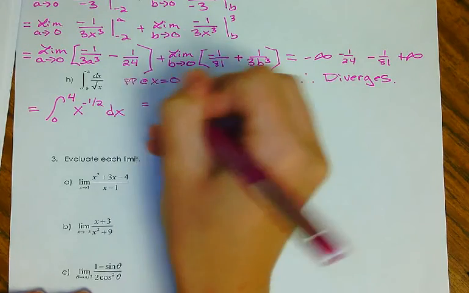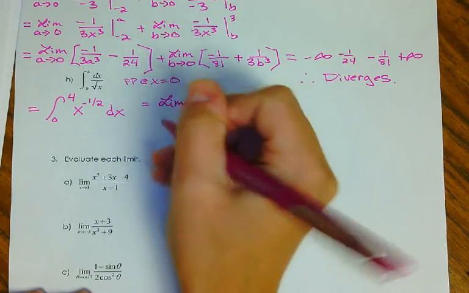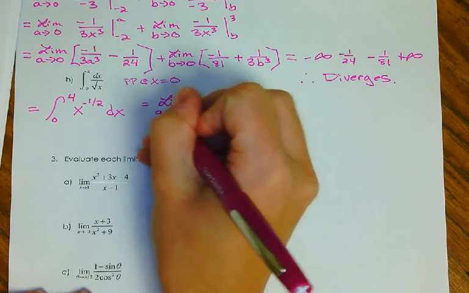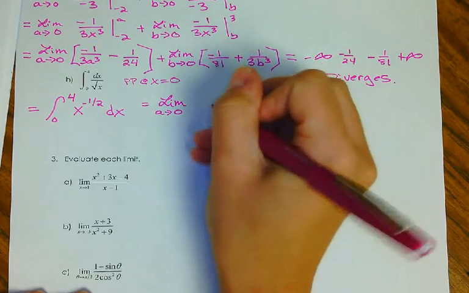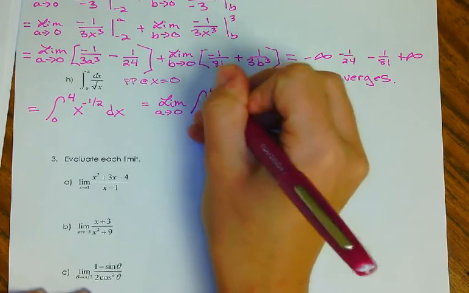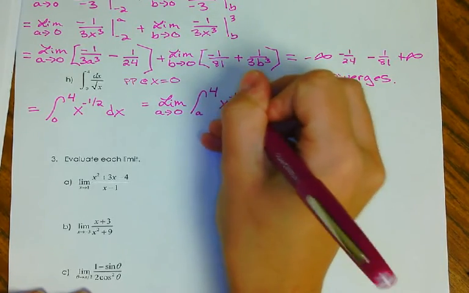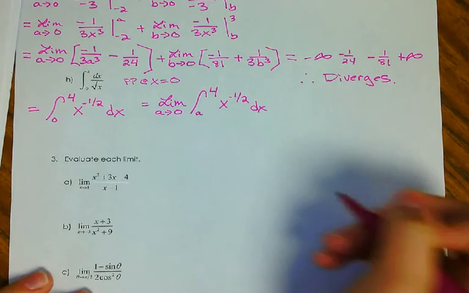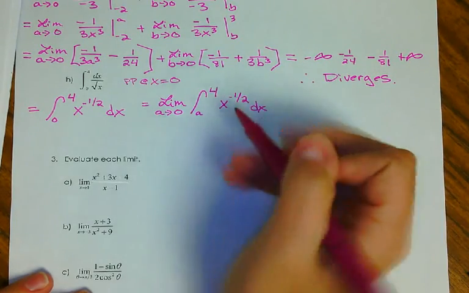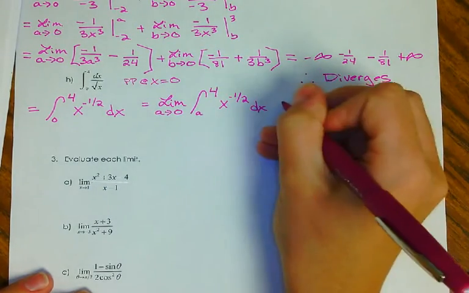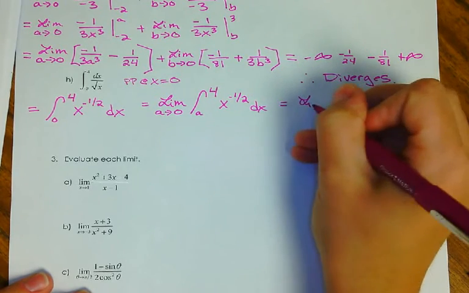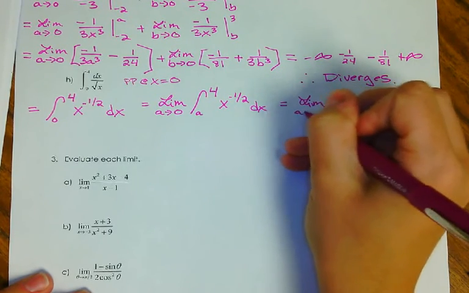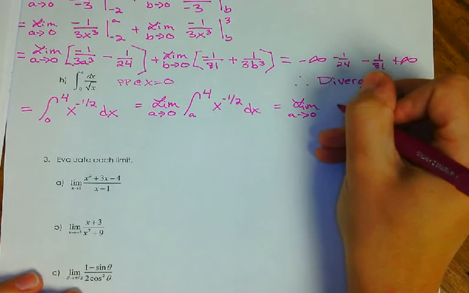So I'm going to rewrite that as the limit. Okay. So we're going to take the limit as a approaches 0, and then we will integrate from a to 4 of x to the negative 1/2 dx. And so to integrate this, you're going to add 1 to the exponent, divide by that number. So we're still going to be taking the limit as a approaches 0.